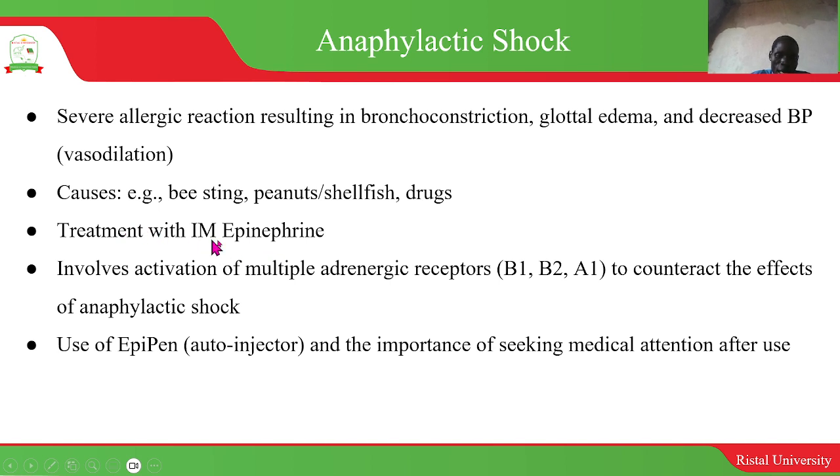Treatment is with IM epinephrine. It involves activation of multiple adrenergic receptors, beta 1, beta 2, and also alpha 1, to counteract the effects of anaphylactic shock. Use of an EpiPen, which is an auto-injector, and the importance of seeking medical attention after use can be beneficial.